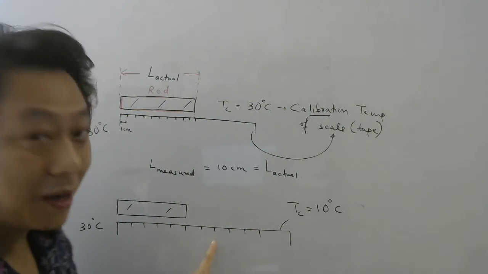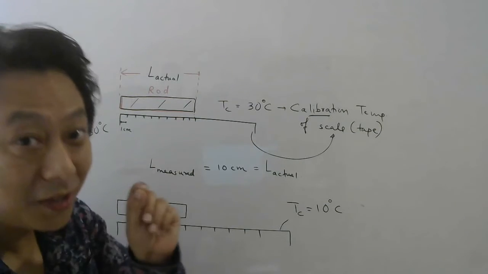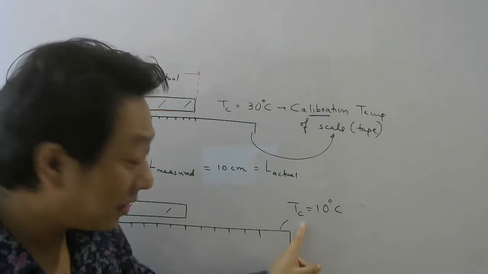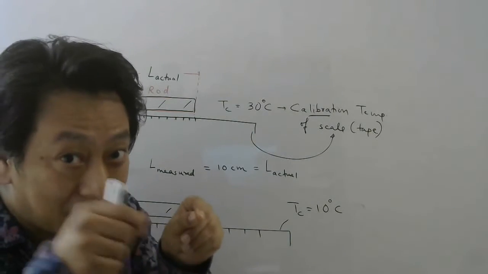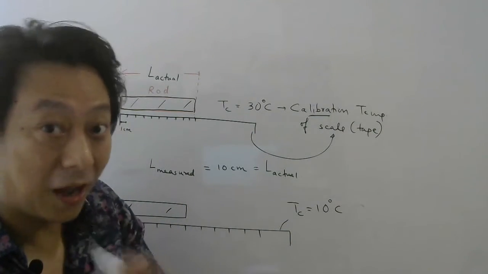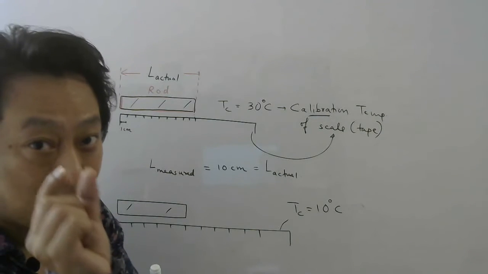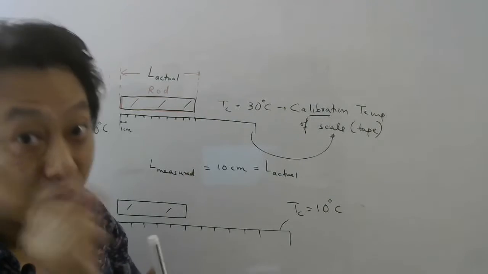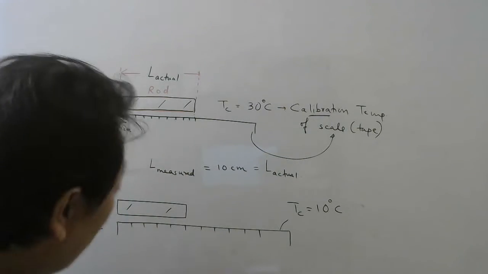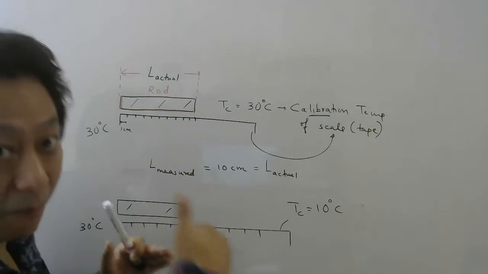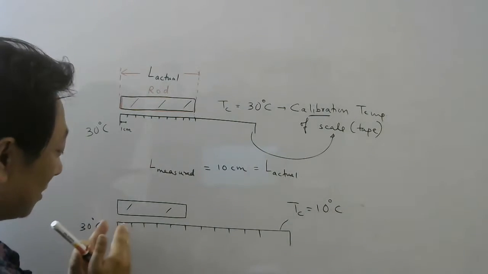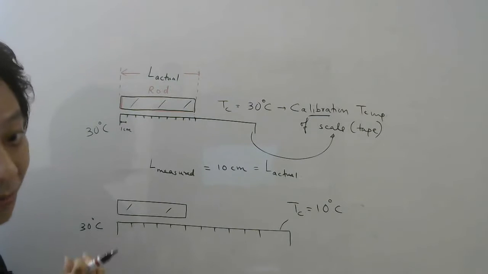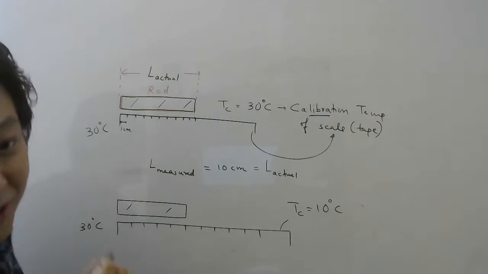But this time we are using a scale whose calibration temperature is 10 degrees Celsius. Meaning at 10 degrees Celsius the marking on the scale was done. So at that temperature whatever 1 centimeter it will show, that will be the actual 1 centimeter, the true 1 centimeter. But now because of the increase in temperature the scale will expand. So now this much will be your 1 centimeter, much bigger than the actual 1 centimeter, right?